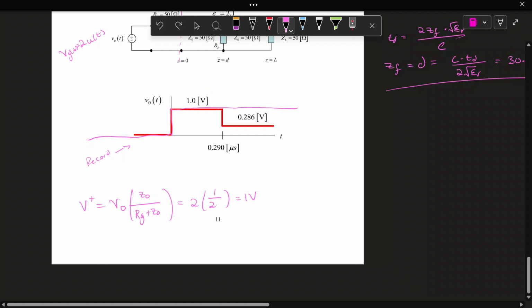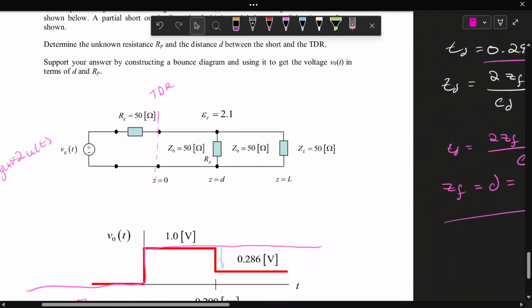Now, at some time here, the voltage drops. But why does it drop? Well, let's look at our circuit here. Is there any reflection going on? Is there a reflection here? No, not exactly. There's not a reflection at the source because the impedances are matching.